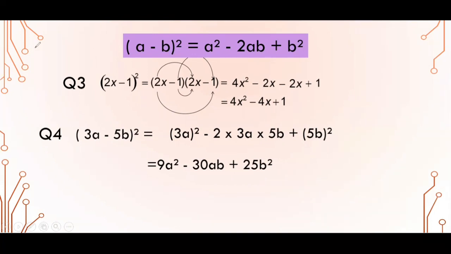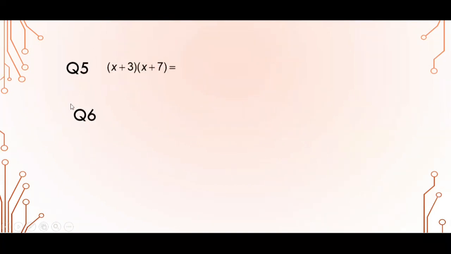Okay, let us solve a few more questions, children. Question number 5, x plus 3 into x plus 7. Now this is different. We have learned two identities. We have learned a plus b the whole square is equal to a square plus 2ab plus b square. We have learned a minus b the whole square is equal to a square minus 2ab plus b square. Now there the two brackets were the same. Here they are different.